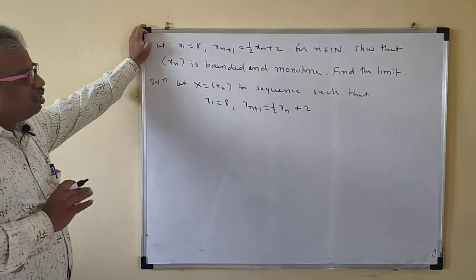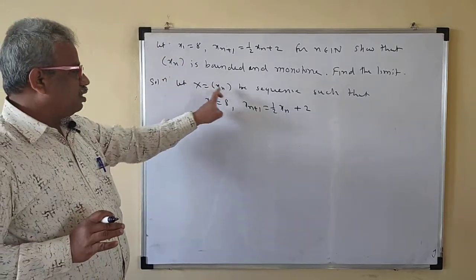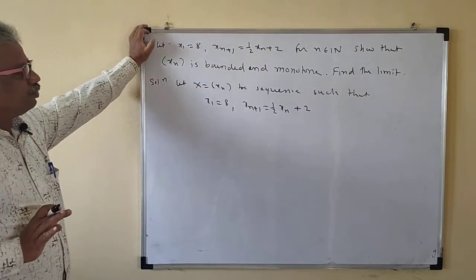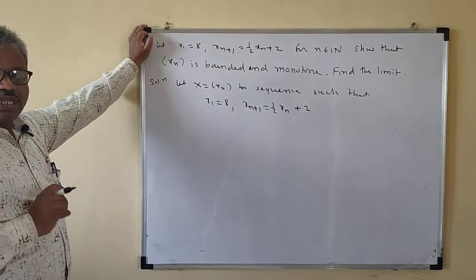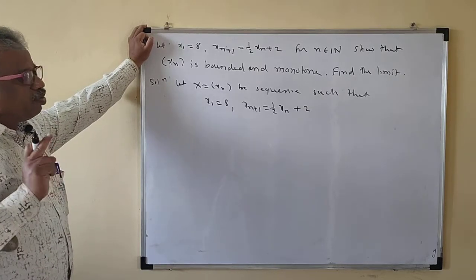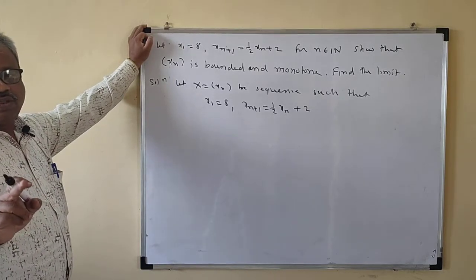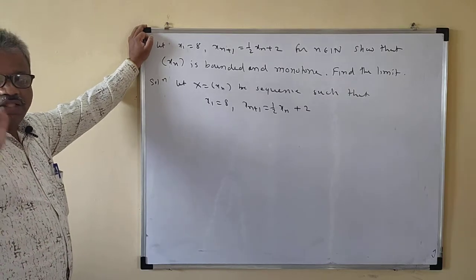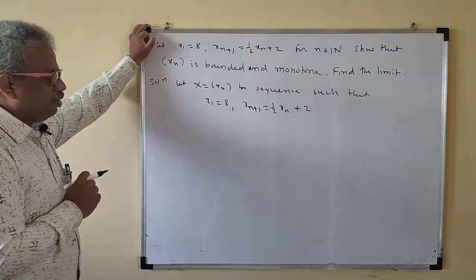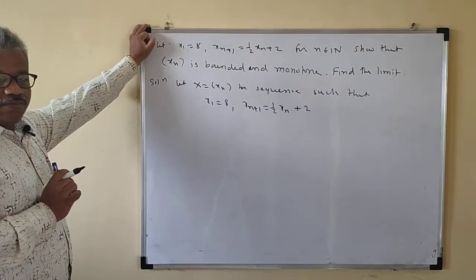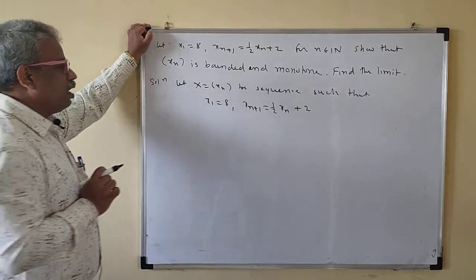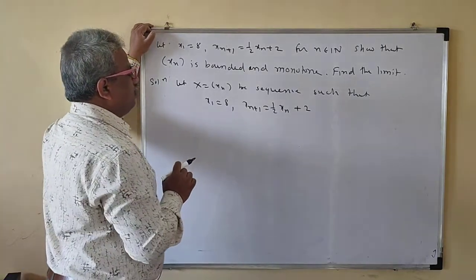Or they may ask like this: show that the sequence x equal to xn is convergent. For that we have to prove it is a monotonic and bounded sequence. Note that a monotonic increasing sequence which is bounded above is always convergent. So we have to prove that it is bounded and monotone. First we will prove it is a monotone sequence.